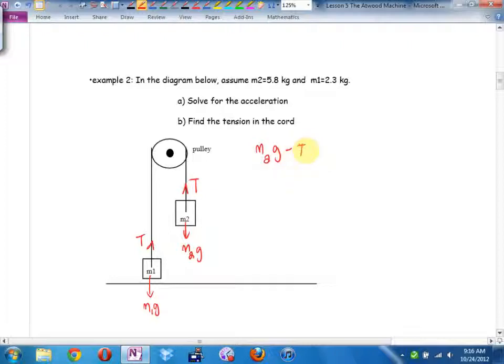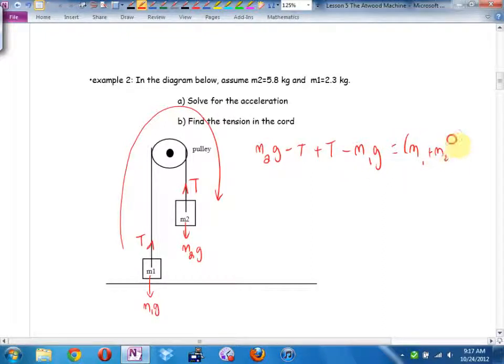Tension is a loser. Oh, but the left-hand tension, can you see when I come all the way around, it ends up pointing downwards. It ends up pointing as a winner. And M1G, at first you think it's a winner because it's pointing down. Follow it all the way around. When it gets to this side, which way does it end up pointing? Up, right? So it ends up being a loser. And that equals M1 plus M2 times A.